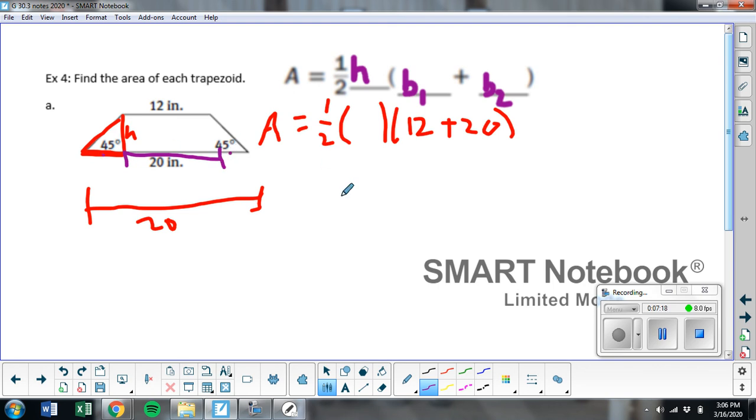So what would be left? 20 subtract 12, that would be 8. So this would be 4 and 4. Again, I have a 45-45-90 triangle, so if these two angles are alike, these two sides are alike, and they are both 4. That gives me an answer of 64 inches squared.